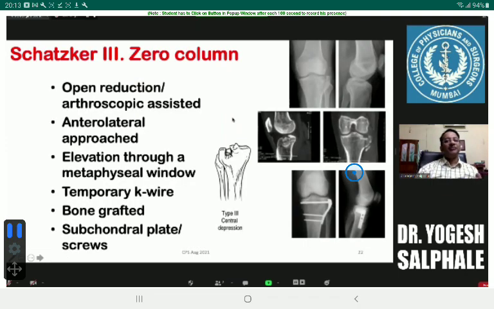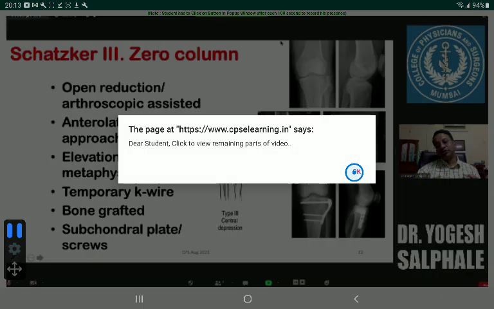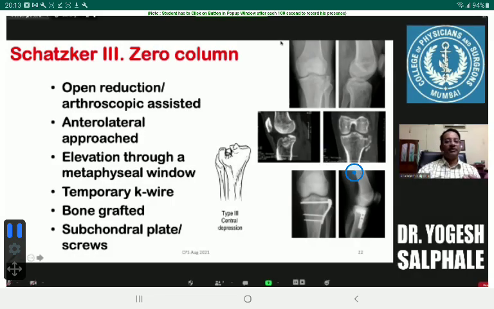Now, Schatzker type 3, or the zero column. As I told you, it is just a depression in the articular surface. So now what you need to do, you can do it either by open reduction or an arthroscopic assisted one. Go for an anterolateral approach, elevate through a metaphyseal window, pass temporary K-wires. You can use a subchondral plate or screw, and there are proponents of bone grafting as well as those who do not agree to it. So this is the important thing in Schatzker type 3.